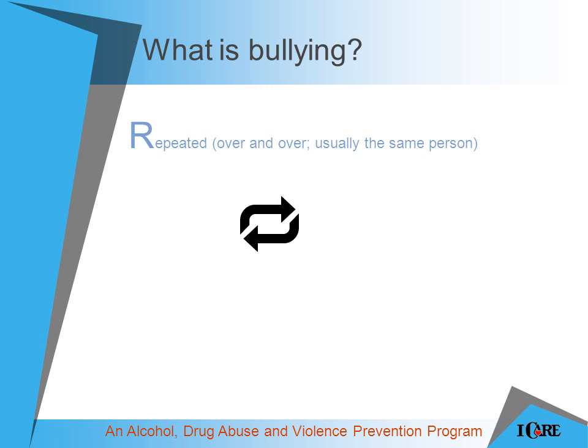The first letter of the acronym, R, stands for repeated. A behavior must occur repeatedly over and over, usually to the same person or group of persons, in order to be considered bullying. One-time or occasional behaviors may be considered simple conflict or some other misbehavior. In utilizing this approach, it is important to remember to consider all the surrounding context of the behavior before deciding whether it is bullying.